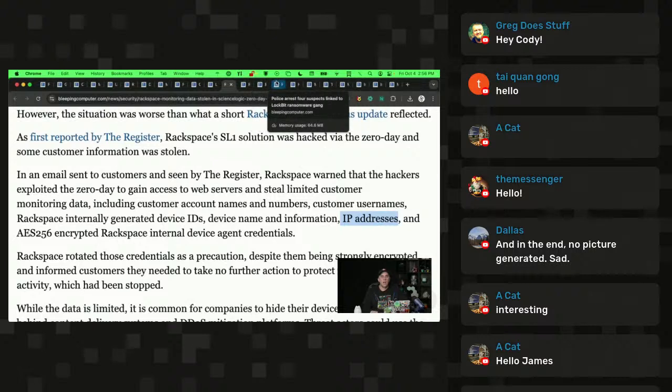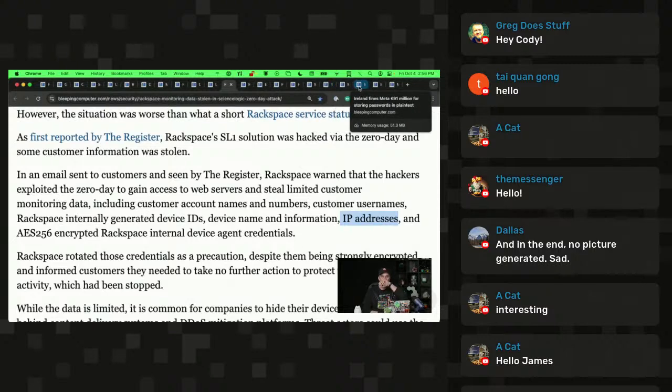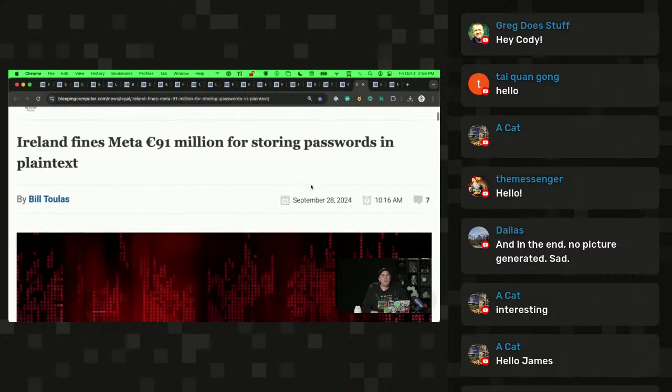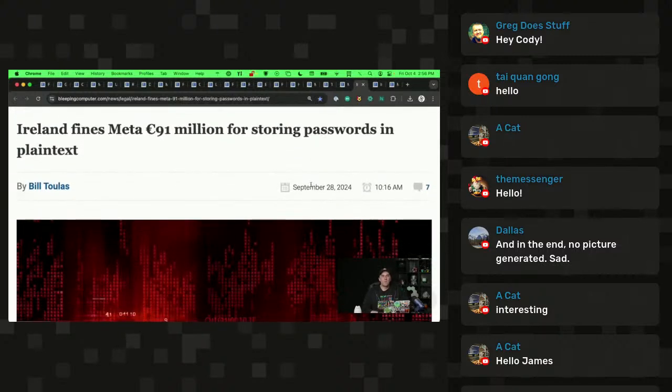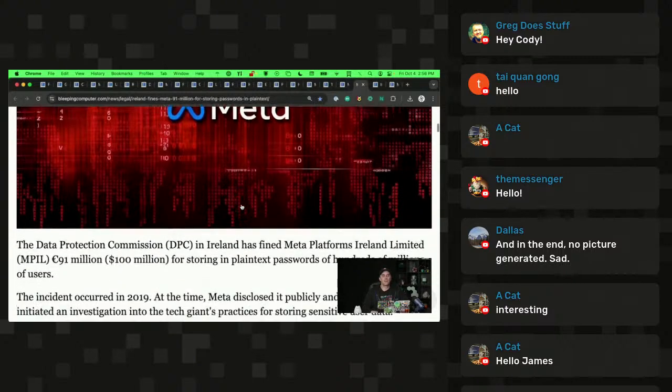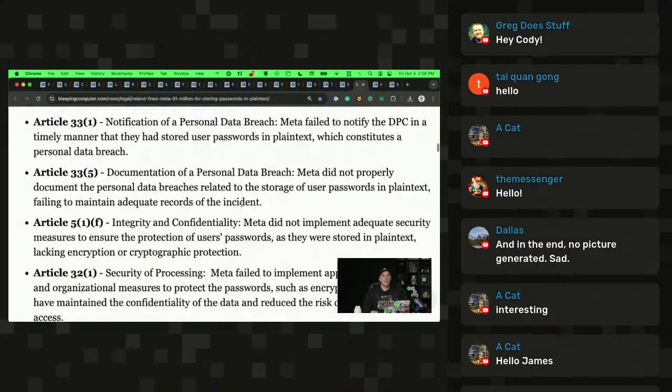Oh, speaking of plain text passwords, sorry, let me get the lead in for this story. Ireland is fining Meta 91 million euros for storing user passwords in plain text. So this violates a bunch of different provisions of GDPR, those including notification of a personal data breach, documentation of a personal data breach, integrity and confidentiality.